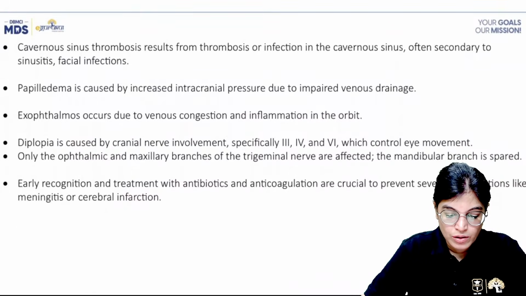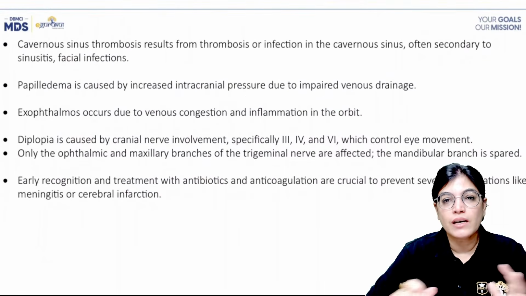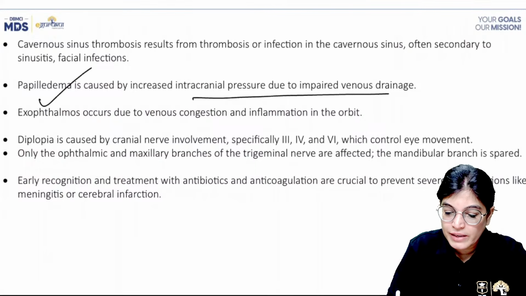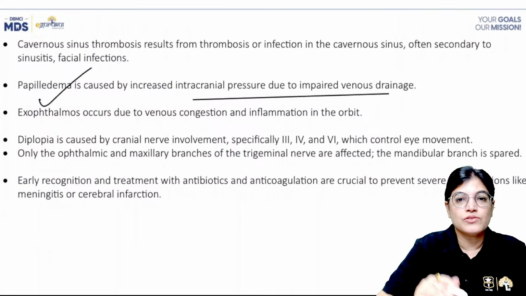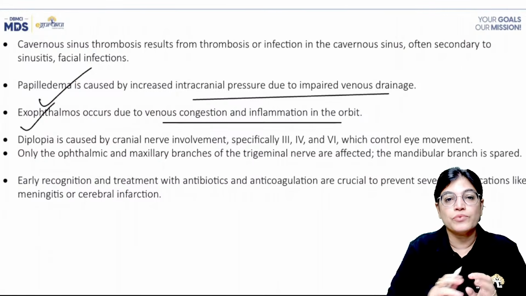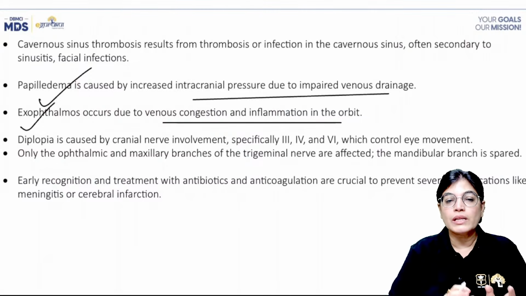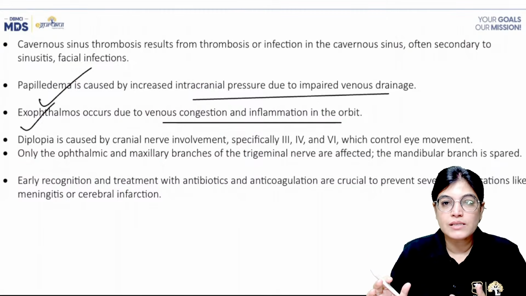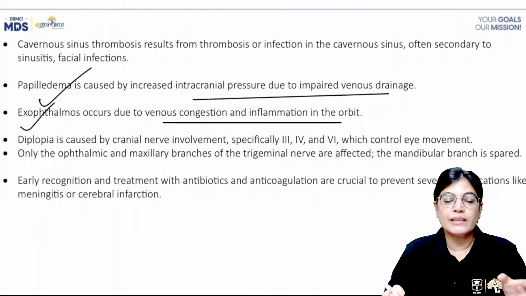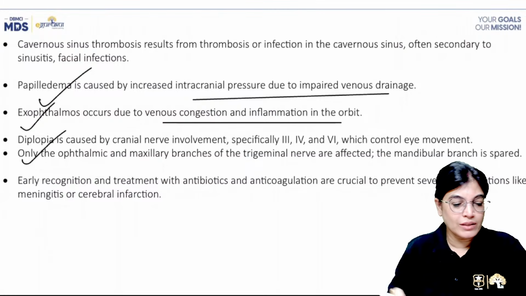Now, why were the other options present? Papilledema is present due to increased intracranial pressure and impaired venous drainage. Exophthalmos is due to venous congestion and inflammation of the orbit. Diplopia occurs because the extraocular muscles are supplied by the nerves related to the cavernous sinus, that is the third, fourth, and sixth nerve. So this is also correct, and we have got the right answer.